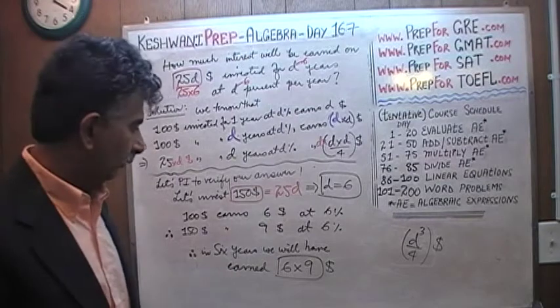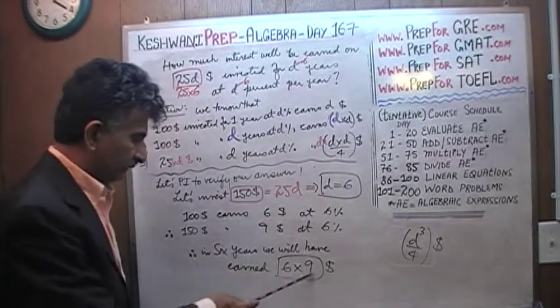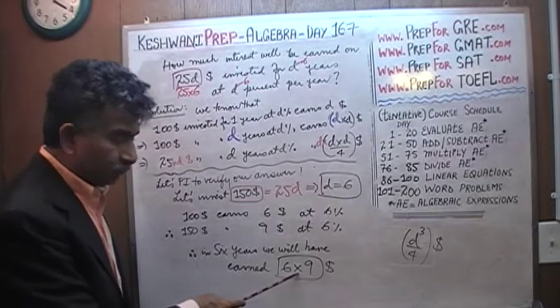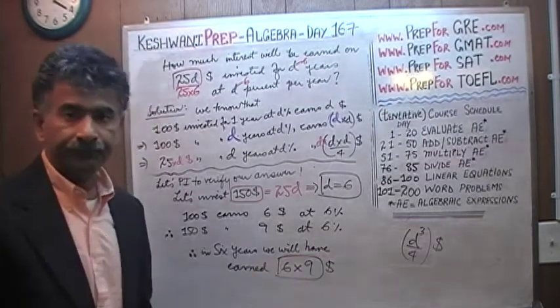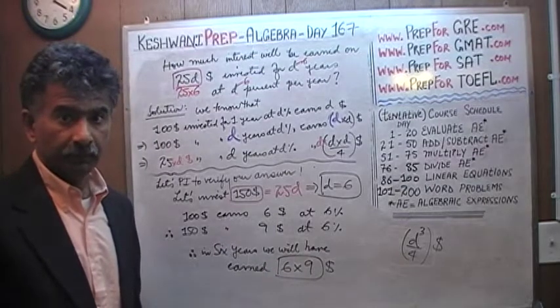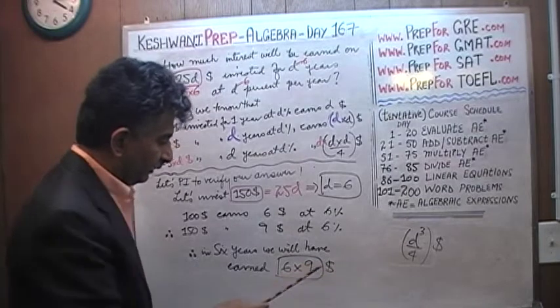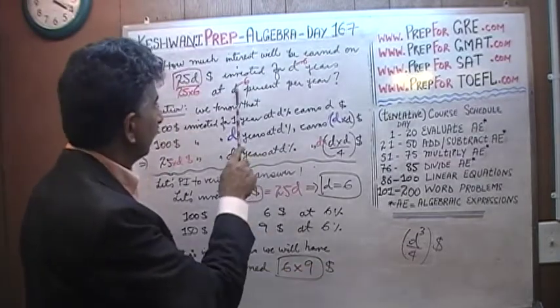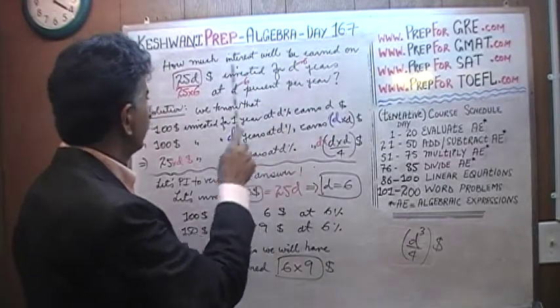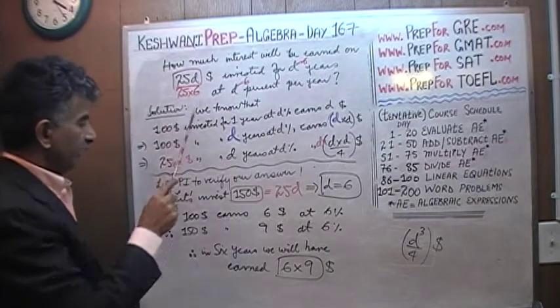Future perfect is what it's known as. The tense is future perfect. We will have earned 6 times $9. That answer looks to me nothing like what we saw here. We've got a problem. Or do we? Let's find out what this answer gives us, and then we'll compare. Remember, D equals 6 because we pretended that we are investing $150.